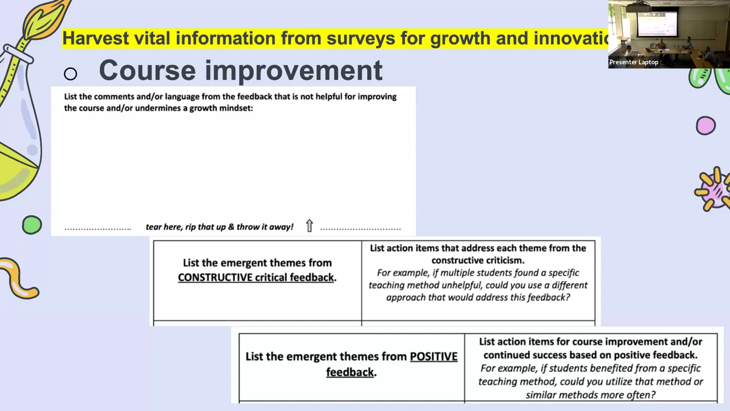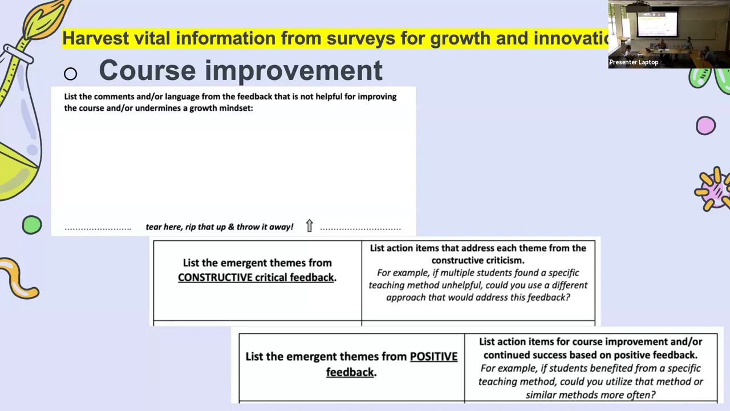The first step that I do when I'm doing this systematic approach to processing my own student feedback is, if there's something that's not growth-minded or that I can't do anything about, or that will not add to immediate improvement in the course and maybe undermines my confidence as an educator, I put it in that first box and have a reminder to myself: tear that up and throw that away, because it's not going to help you grow and change, right? Sometimes, as we probably all know, we can get feedback that is personal or biased, right?